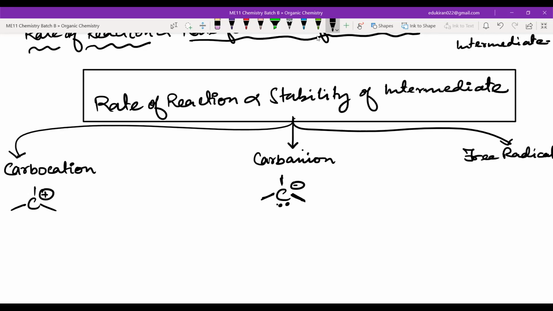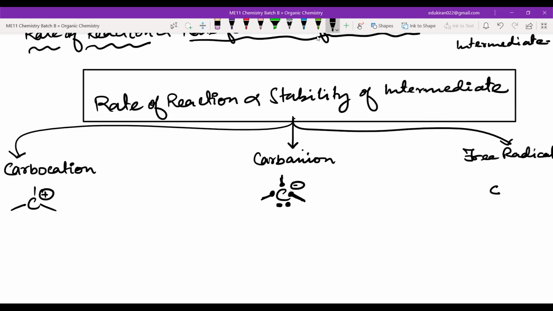Now the carbon has 8 electrons. 1, 2, 3, 4, 5, 6, 7, 8 electrons. Now the carbon's own electrons are 1, 2, 3, 4, and 5. So 5 are the valence electrons, but a neutral carbon should have 4 valence electrons. So in this case, carbon is having 5 valence electrons, but there are in total 8 electrons. So this is electron rich.